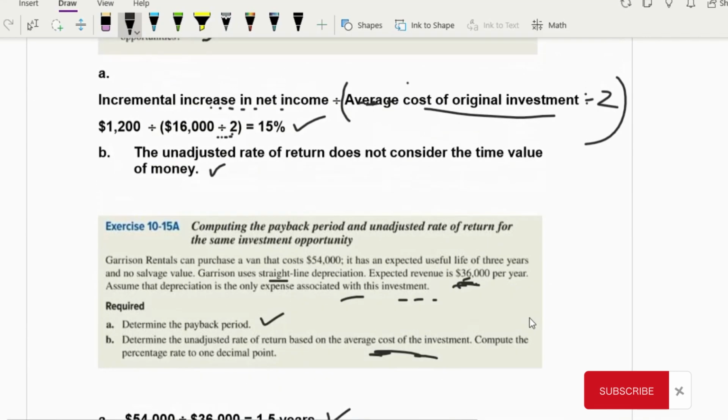So this is it about the discussion for your chapter number 10. I hope you are able to understand the time value methods and the methods which ignores the time value for the calculation or for the evaluation of the long-term investment opportunities.